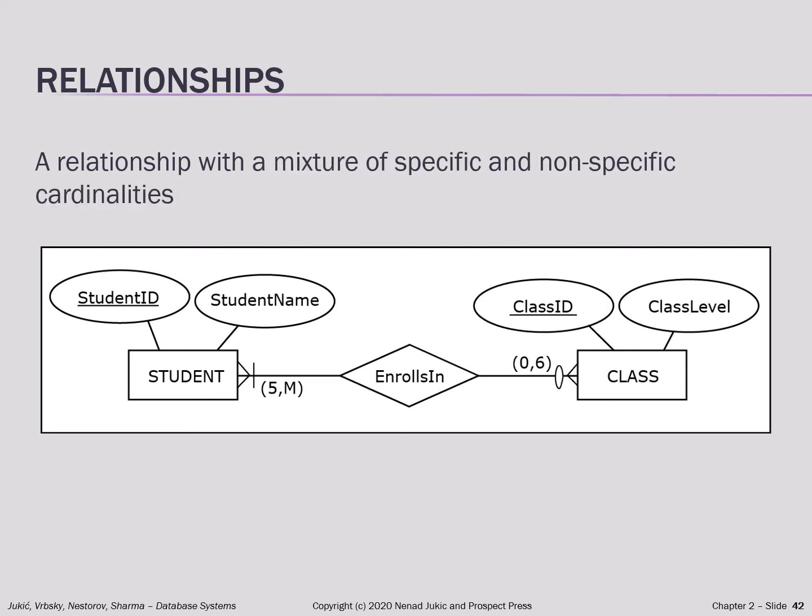Now, sometimes you get a mixture of specific and non-specific cardinalities. In this case, we see that each student enrolls in between 0 and 6 classes, whereas each class has to have at least 5 students. There is no maximum. It's obviously higher than 5, but it's undetermined. So instead of putting a number in parentheses, we simply put the letter M.